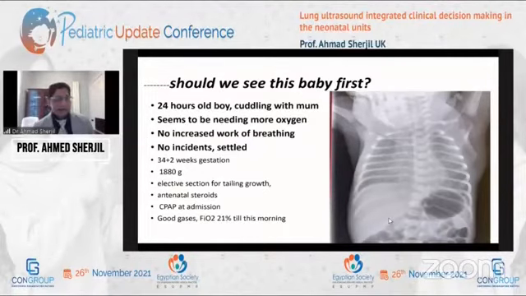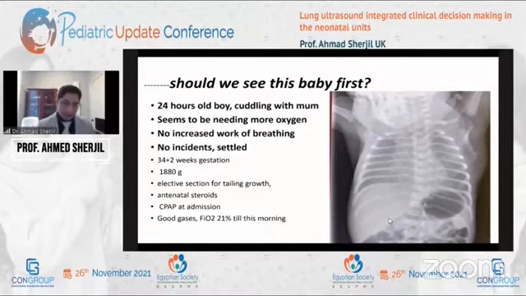And there was no increased work of breathing any more than before. There were no incidents of desaturation, color change or anything. The question was, the oxygen requirement was slipping up.